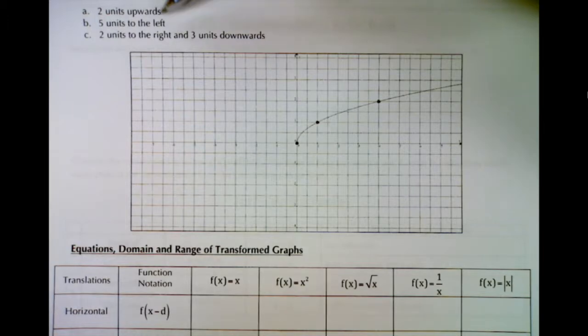So if you want to try A, B, and C on your own, that'd be excellent. You can pause the video now and try it and then check the answers, or you can do it at the end of the lesson. Done the same way as the one we just did together. All right.